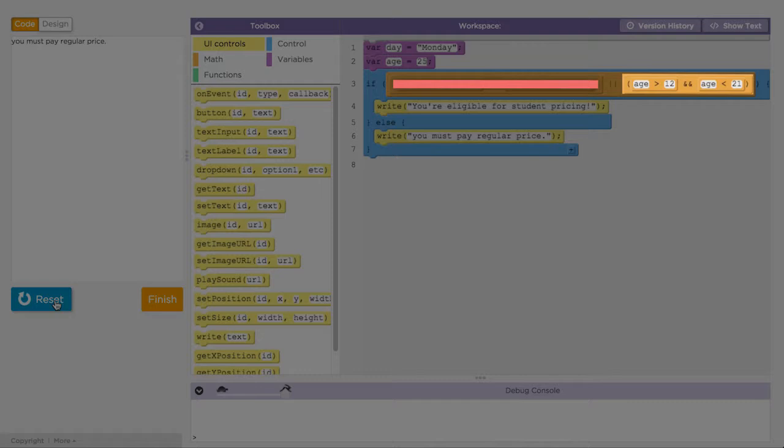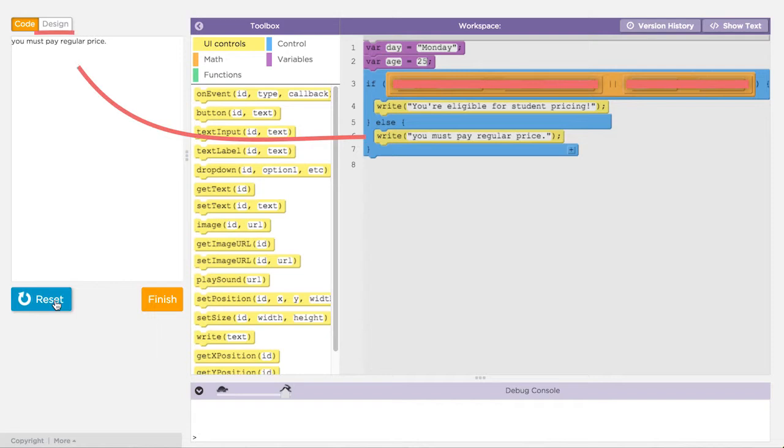Then the computer checks the other side of the OR, since that could be true. The computer checks if the age is greater than 12. 25 is greater than 12, so that statement is true. Now the computer checks if the age is less than 21. 25 is not less than 21, so that statement is false. Since this was an AND statement, but only one side was true, this whole expression evaluates to false, and the message displays that the user gets regular pricing.